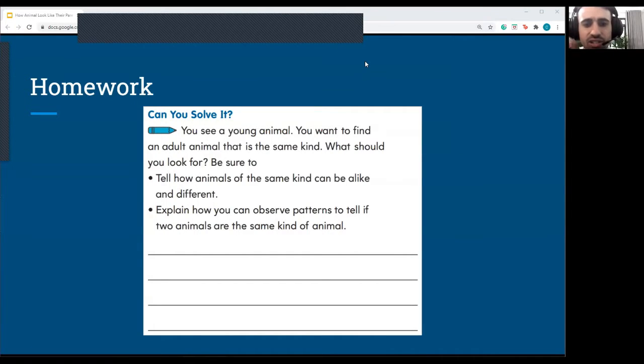You want to find an adult animal that is the same kind. What should you look for? Right. Raise your hand if you'd like to share what you wrote. Raise it on Zoom.